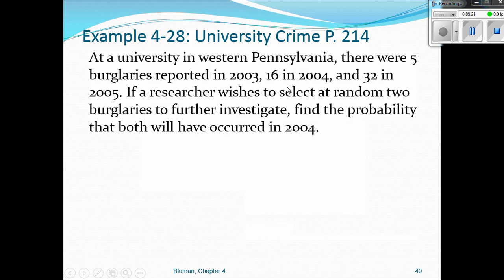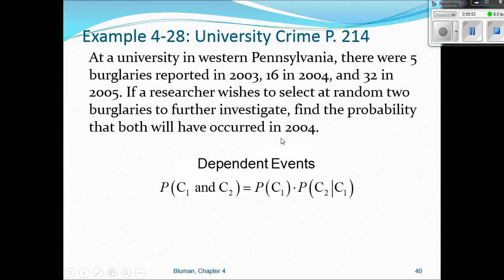This is an example of where it is dependent, and it's because we're given the exact numbers. At the University of Western Pennsylvania, we're looking at 5 burglaries reported in 2003, 16 in 2004, 32 in 2005. I want you to think of these as case files sitting on a desk. So there's 5, 16, 32. That's 53 separate case files. If you pick 2 of them at random, without putting them back, you pick one, keep it out, and pick a second one. Find the probability that both occurred in 2004.